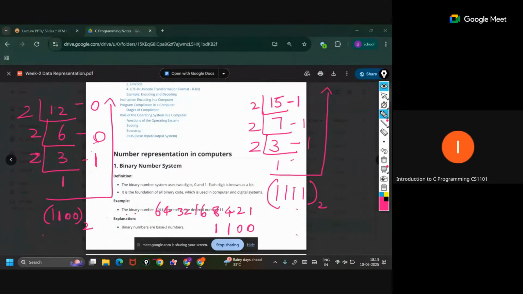Great. So this is the way to convert. Either you can use this division method or you can use this filling method also. Is that clear? Can everyone understand this?